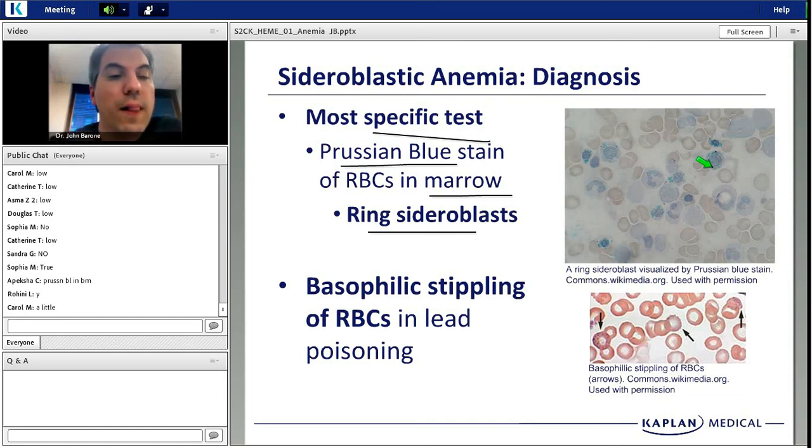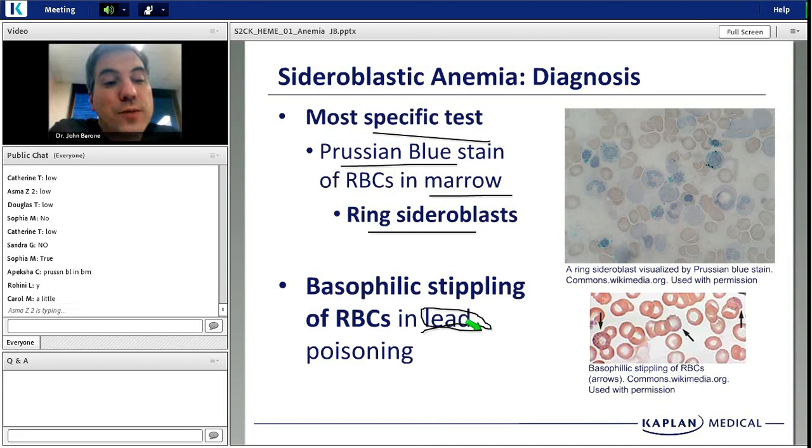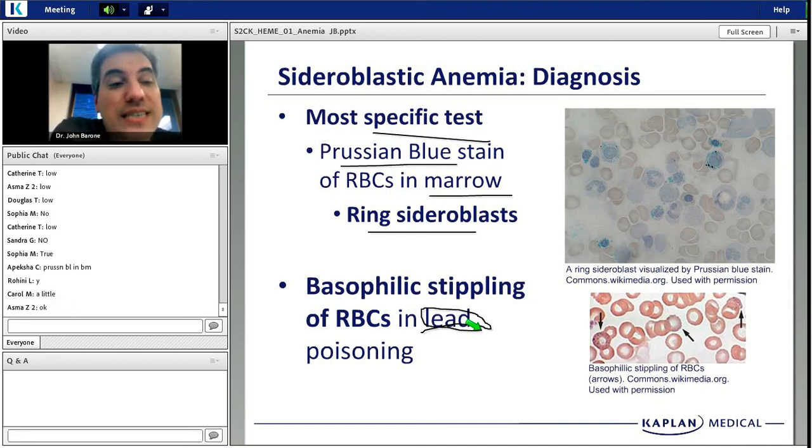Now listen closely. For only lead poisoning, only lead, what would I see in the blood? I will see basophilic stippling. Blue dots in the red cells. Basophilic stippling. But that's only seen with lead. Okay? So they all have ring sideroblasts, but only lead poisoning has basophilic stippling on the peripheral blood. So this is the peripheral blood smear. This one was the bone marrow.